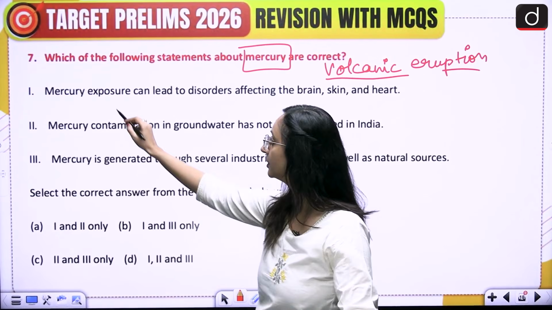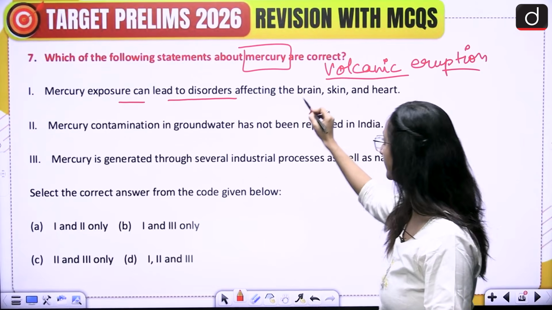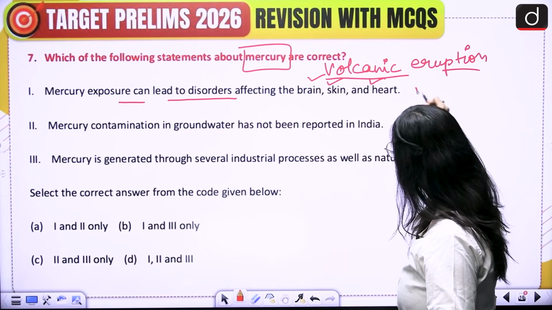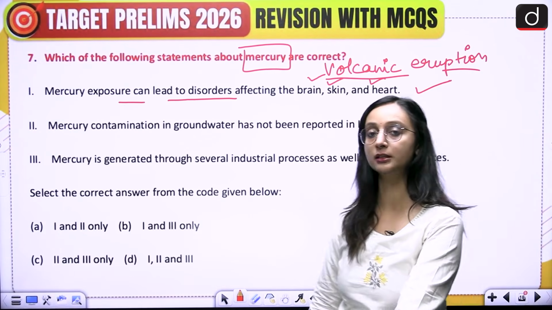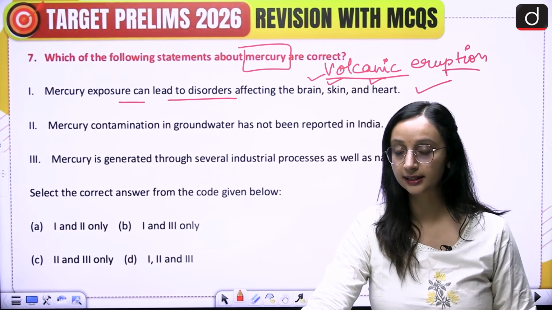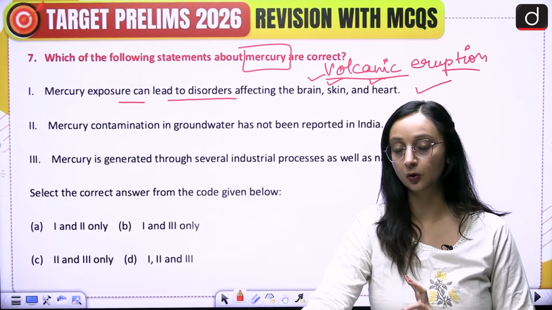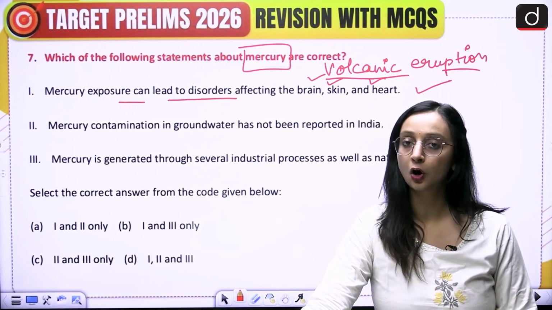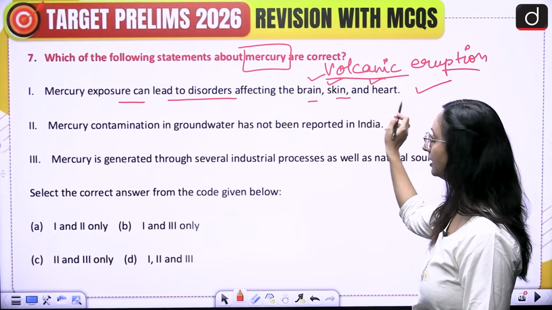So when we say mercury exposure can lead to disorders affecting the brain, skin and heart, this statement is correct, because prolonged exposure to mercury at levels higher than the safe category can give us all these conditions, these disorders or diseases of brain, skin and heart.